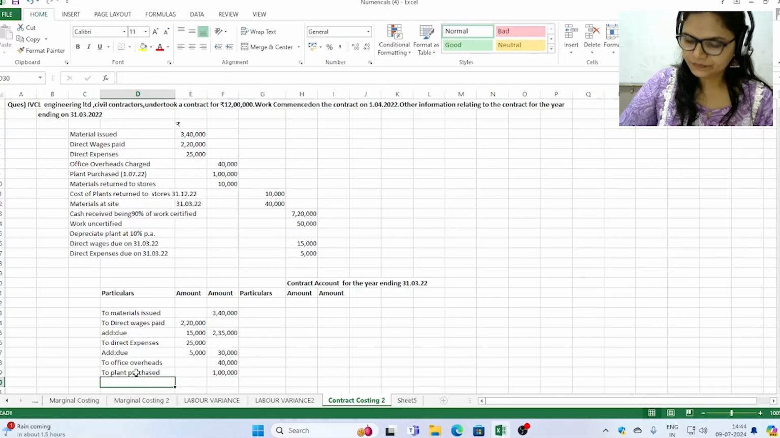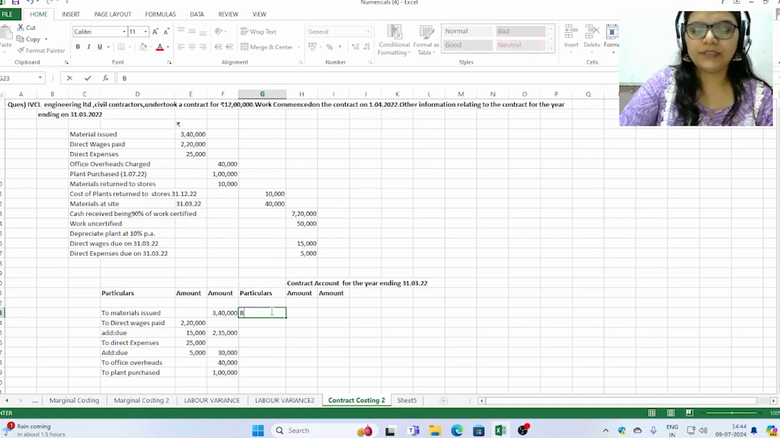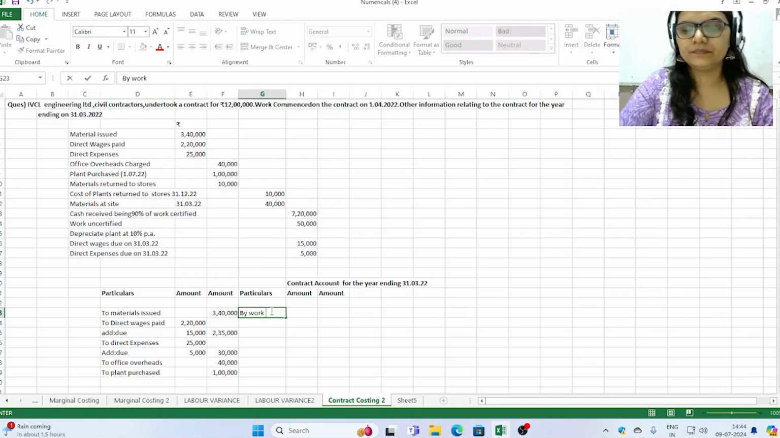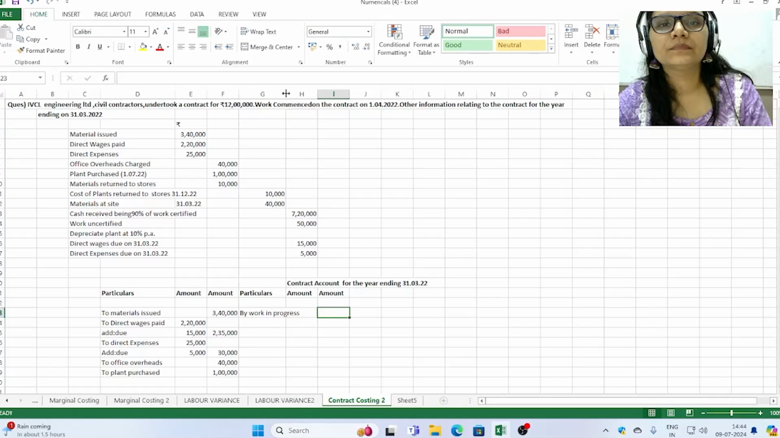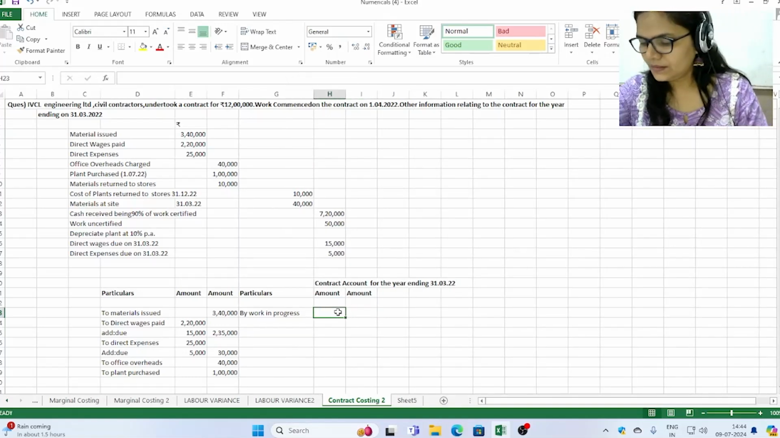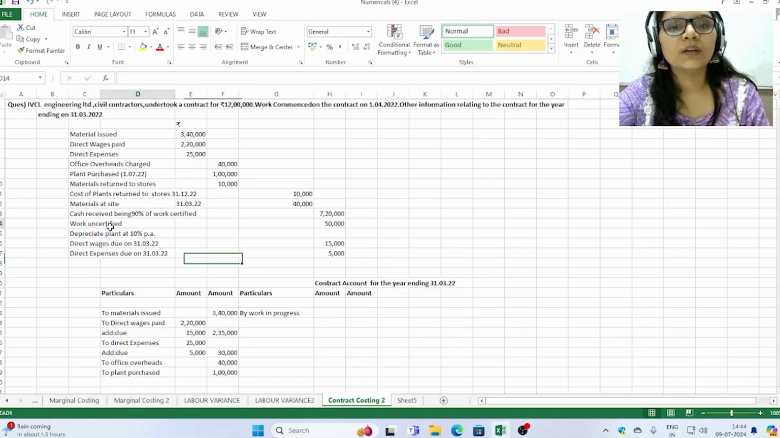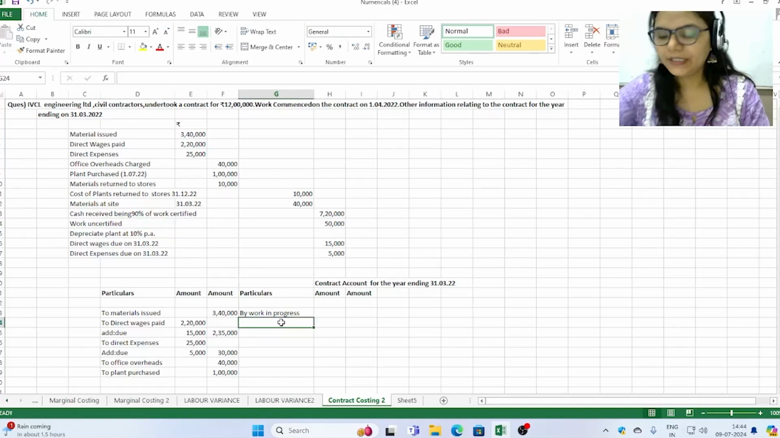Next is by work in progress. By work in progress, we need to calculate the work certified. Work uncertified is 50,000. Now we need to calculate the work certified.